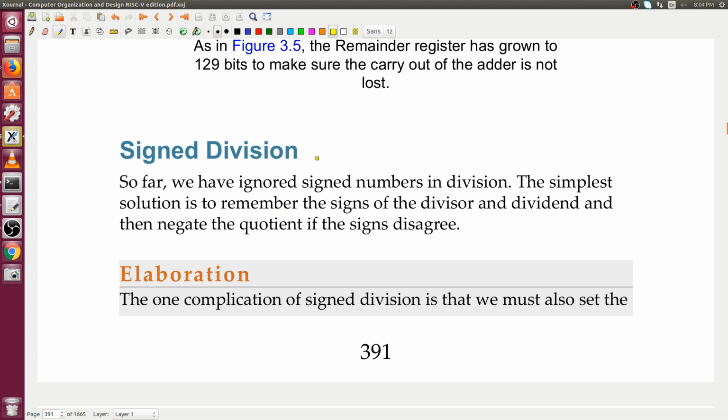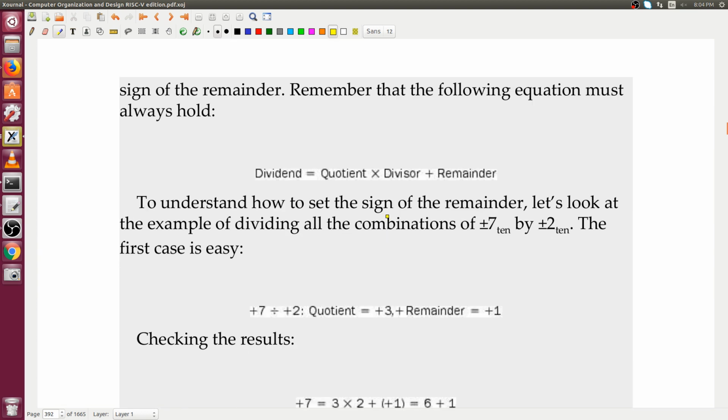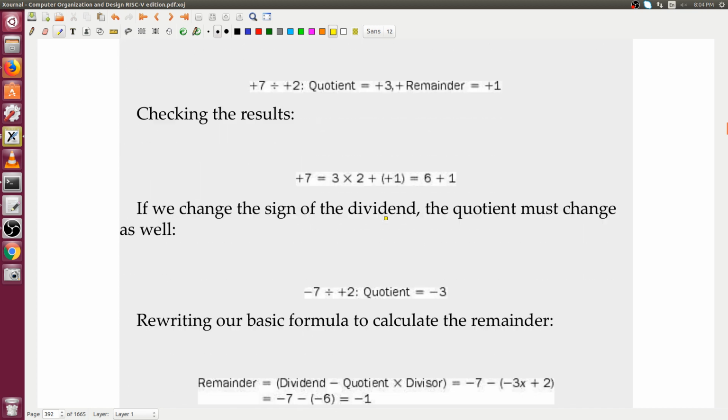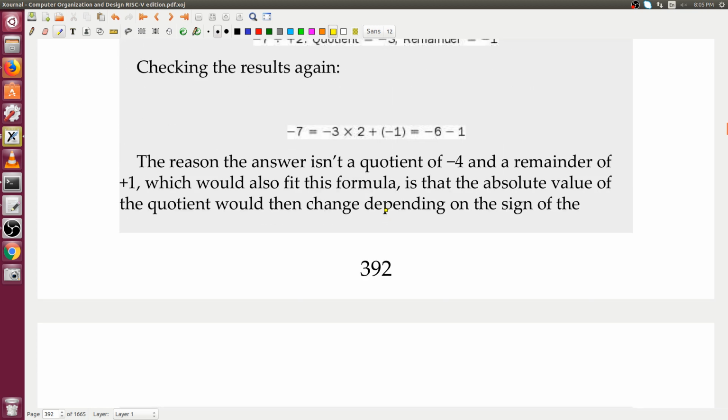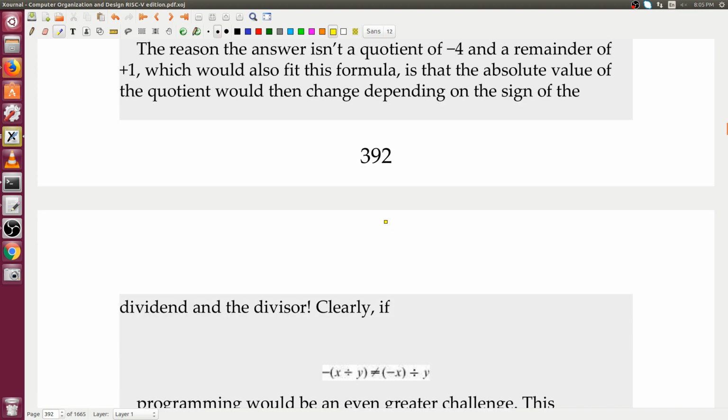So signed division, they take the easy way out. Signed division, they say, okay, we ignore the fact that there's a negative number, and then at the very end, we modify it. We make our result, our quotient, negative. Pretty simple, but it's cheating. They're a bunch of cheaters.